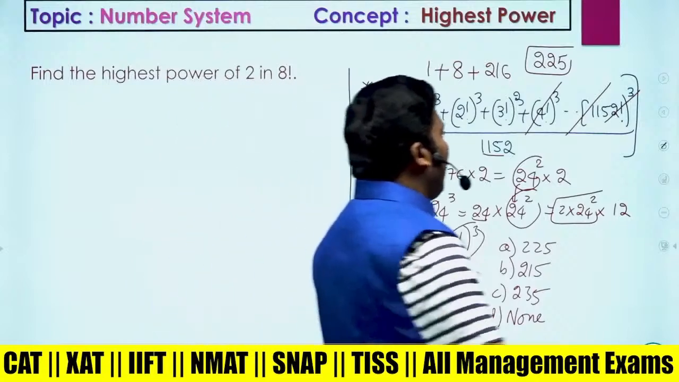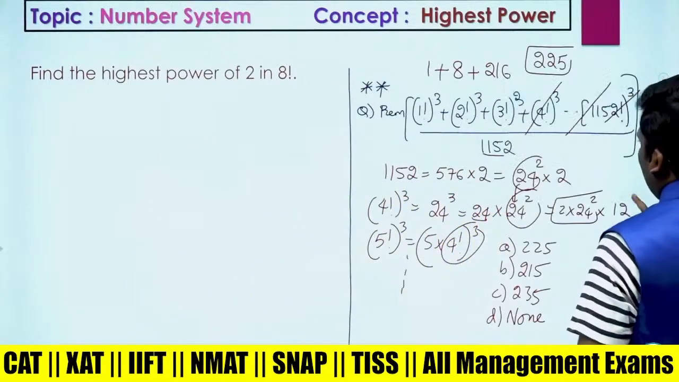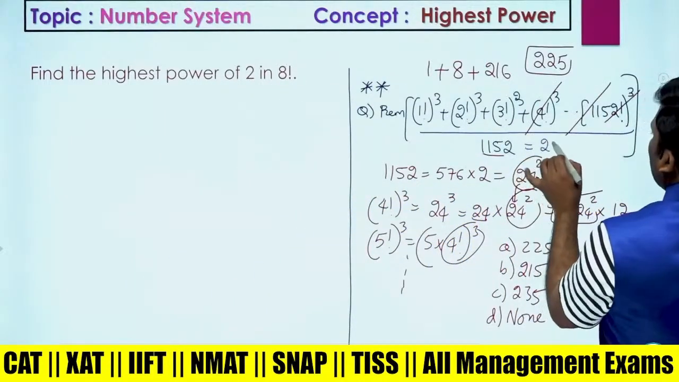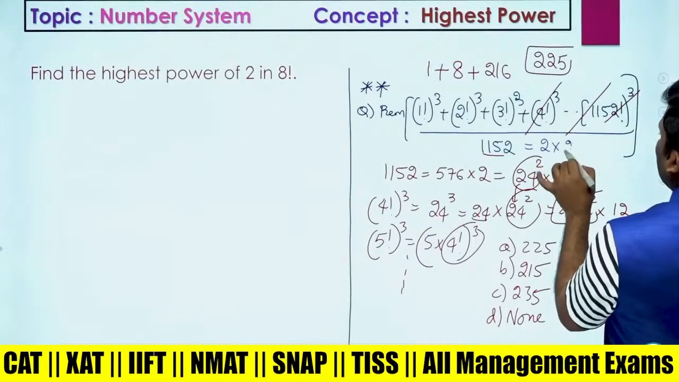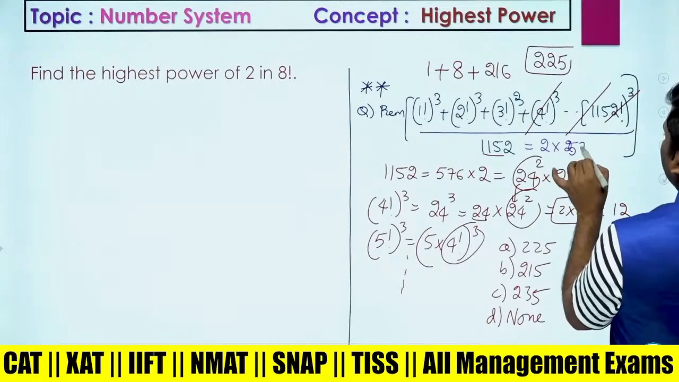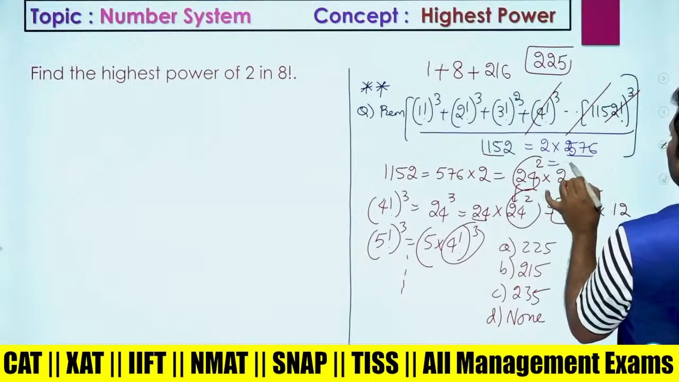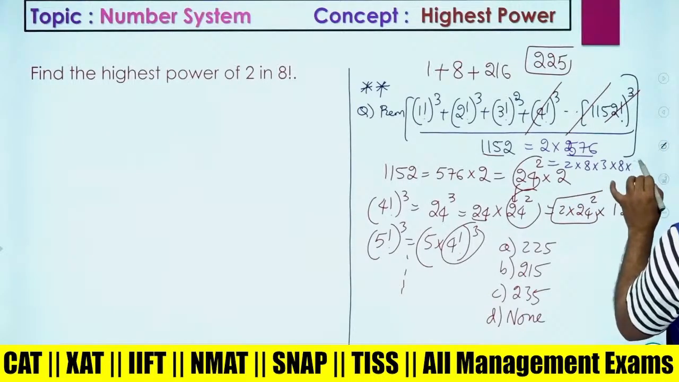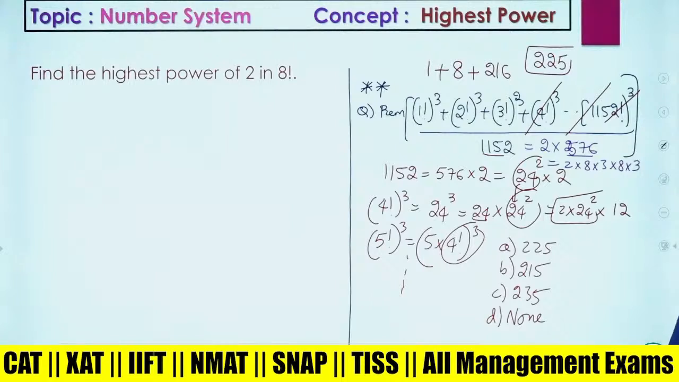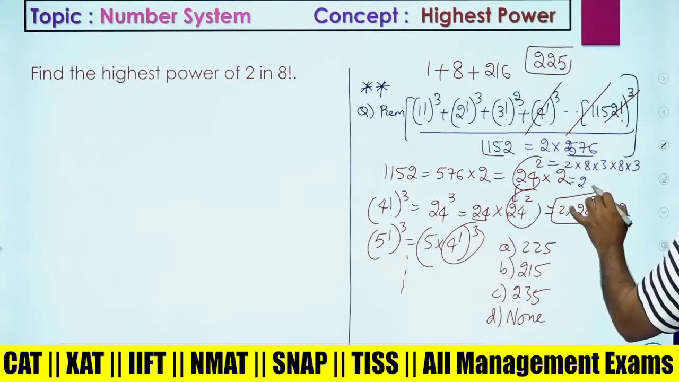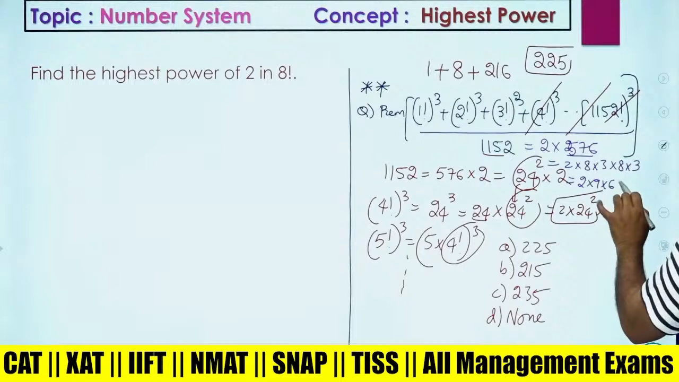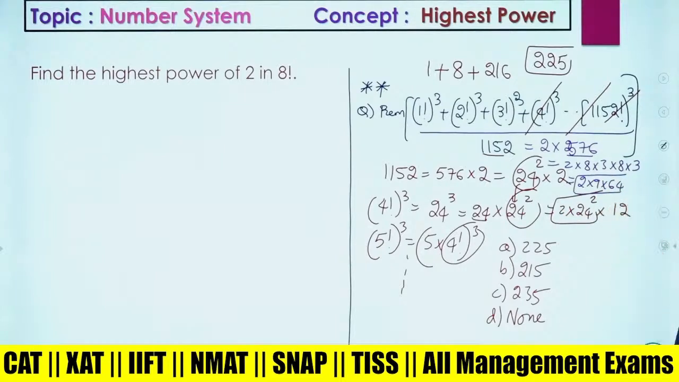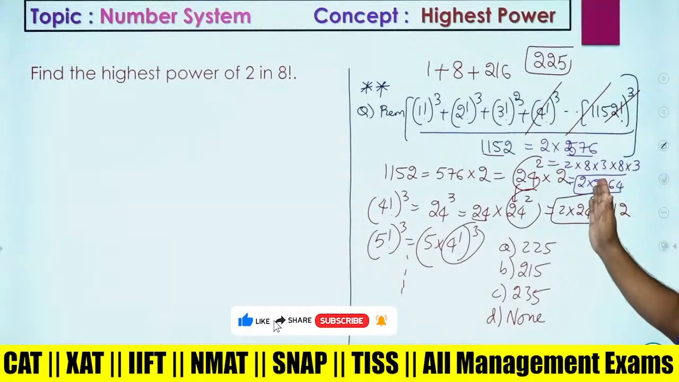1152 is 2 into 576. 576 is 24 square, which is 8 into 3, 8 into 3. Yes or no? So it is 2 into 9 into 64. These numbers should be divisible by 2 into 9 into 64.